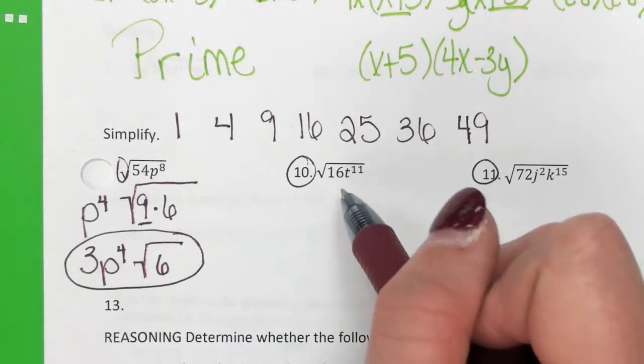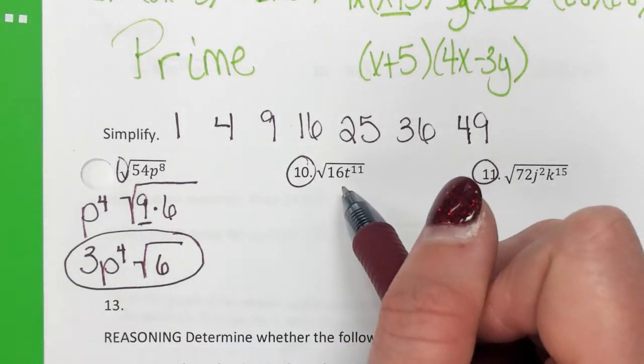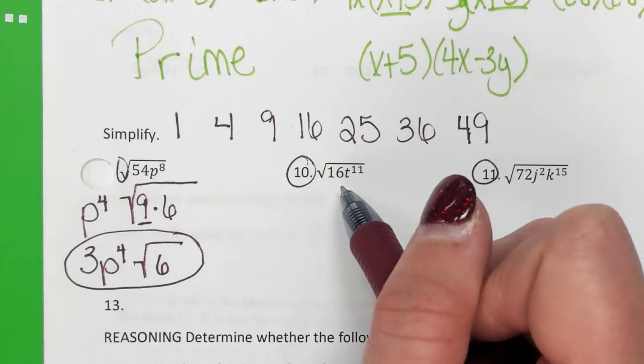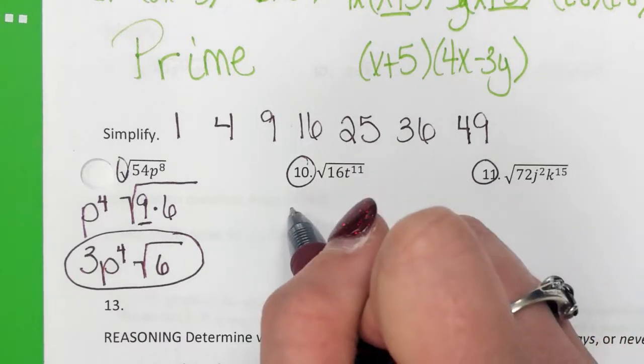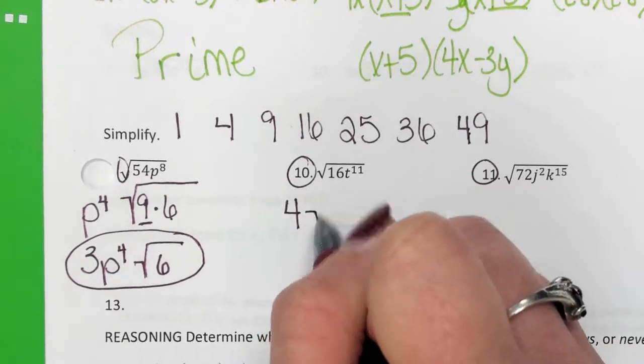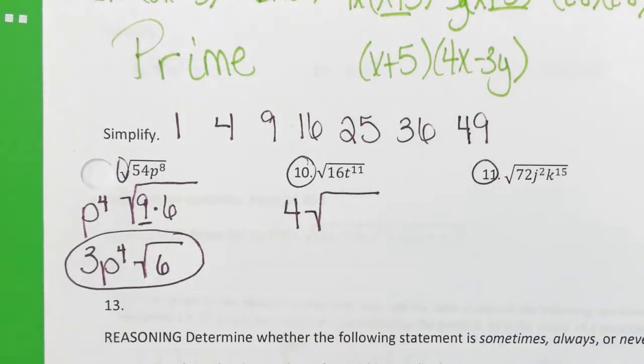All right, what do you notice about 16 on number 10? He's already on the list, yeah. So what's he get to come out as? 4. Perfect. All right, now can you divide 11 by 2 without it being a fraction? No, so we got to split it up. What's the biggest even number under 11 that divides into 2?